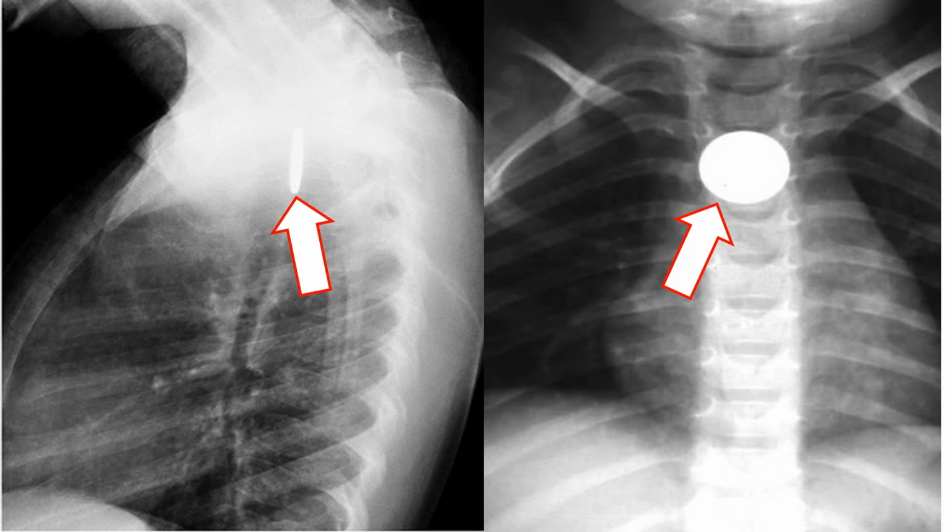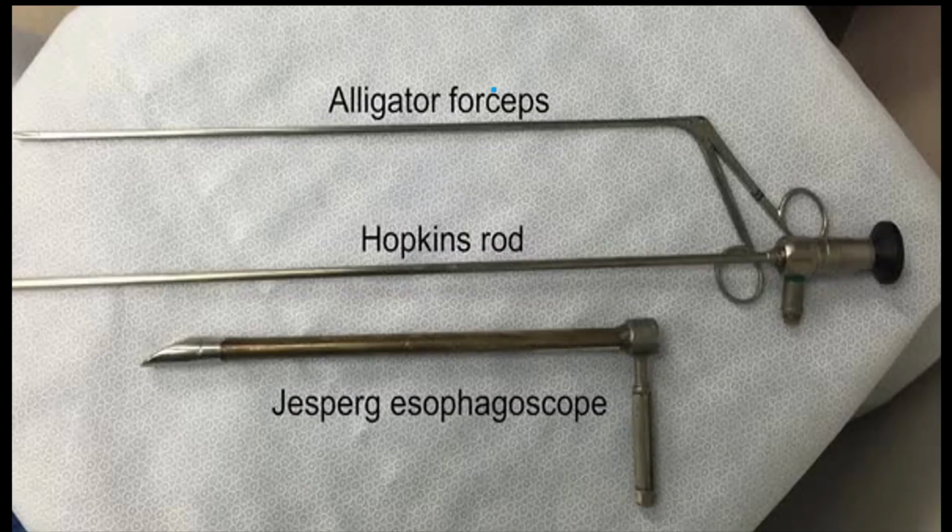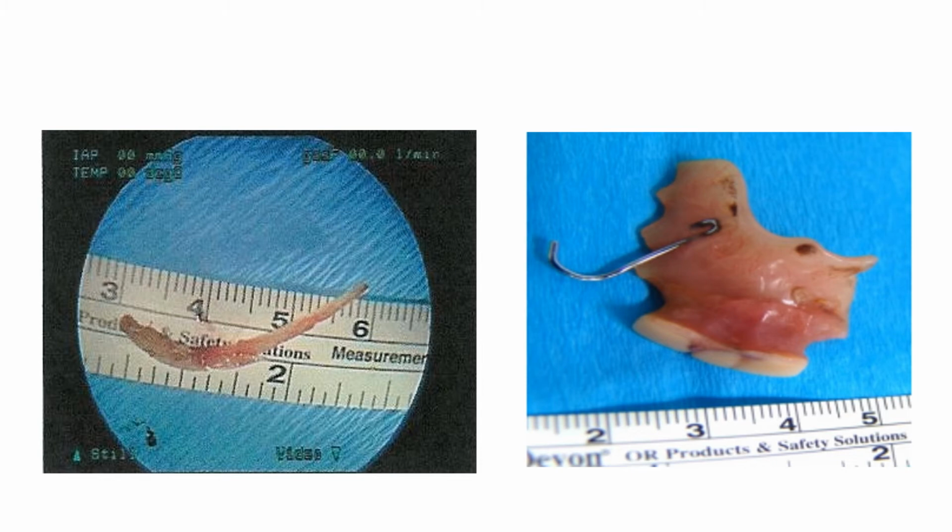In children, the common object is coins. How we remove it is in the OT under general anesthesia, whereby we do esophagoscopy and removal of the foreign body using forceps. These are pictures of foreign bodies that commonly occur: on the left is a fishbone and on the right are dentures. That's why elderly patients need to remove their dentures during sleeping.